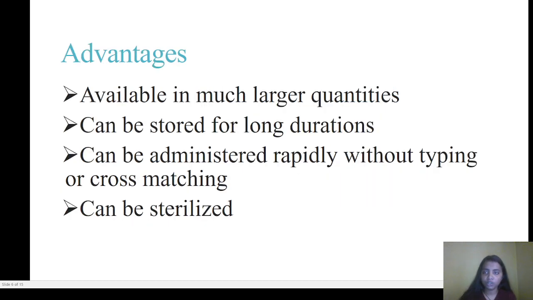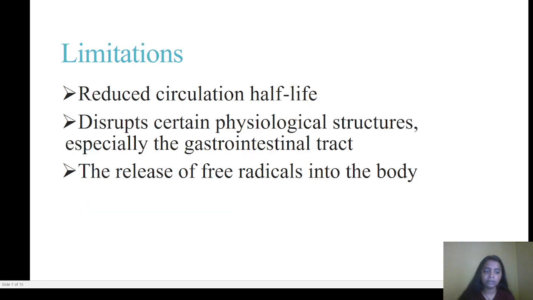Advantages of HBOCs: available in much larger quantities, can be stored for long durations, can be administered rapidly without typing or cross matching, can be sterilized. The limitations of HBOCs are reduced circulation life, disrupts certain physiological structures, especially the gastrointestinal tract, the release of free radicals into the body.